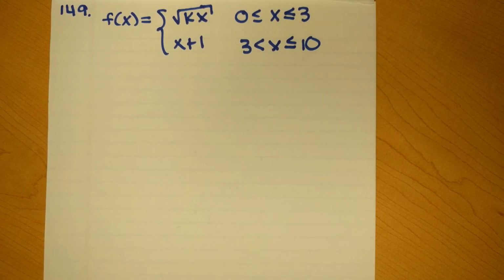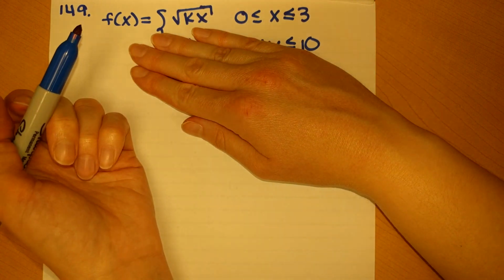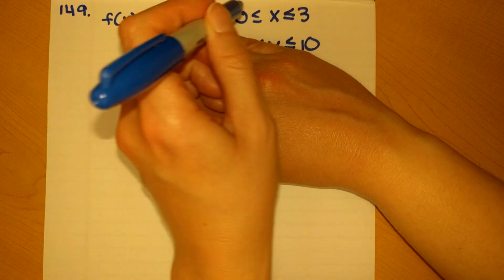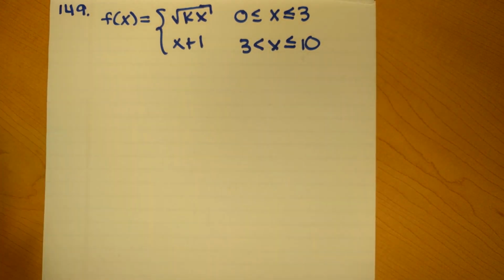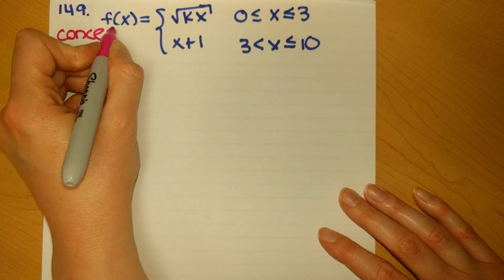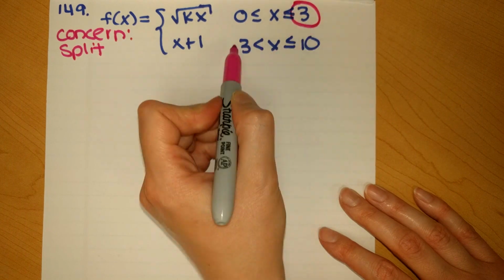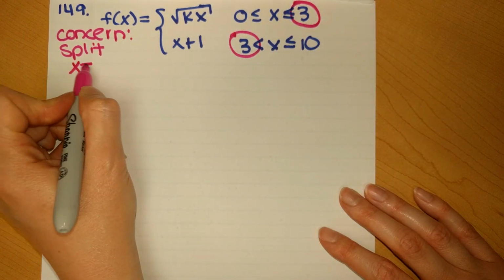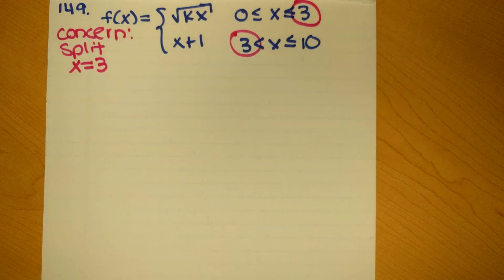What we want to do here is ensure that it is continuous, and the concern is not going to really be the square root of kx, because that will be continuous provided x is greater than 0, which it is, and the x plus 1 linear function will be continuous. So the concern, in order to make this continuous, is going to be the split point, and the split point happens at 3. So we're going to run through the continuity checklist for x is equal to 3.